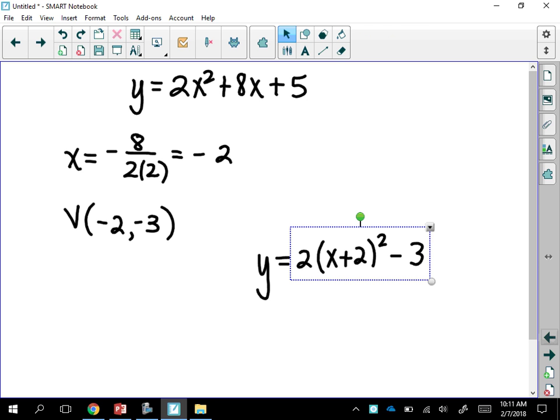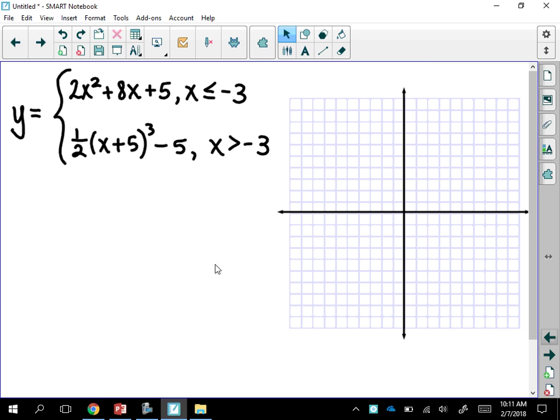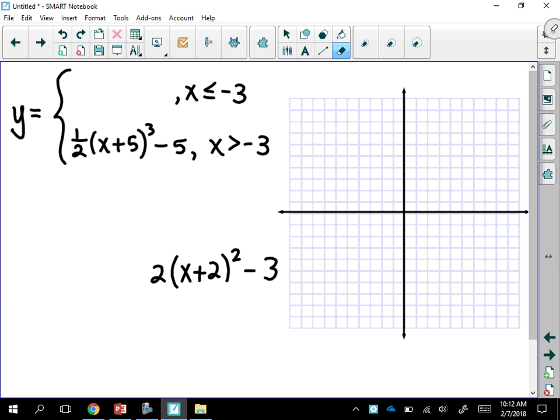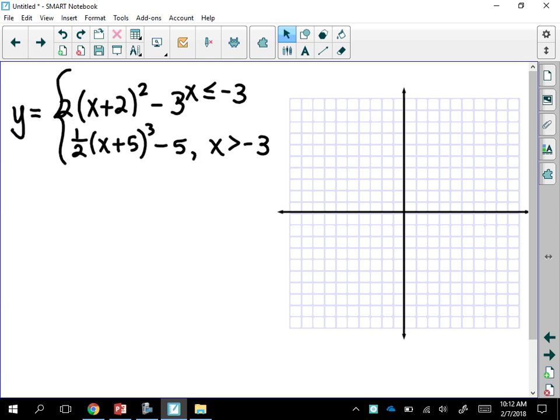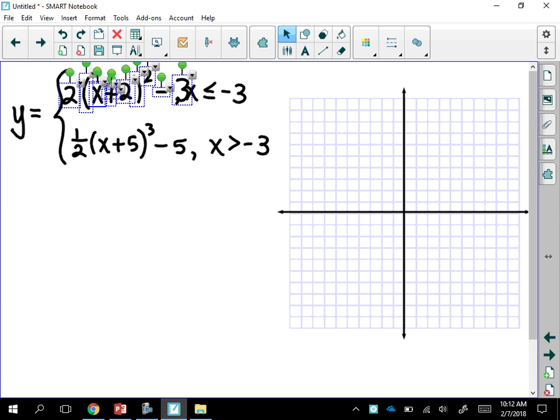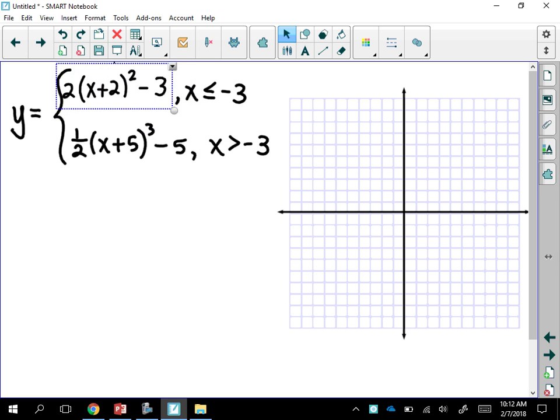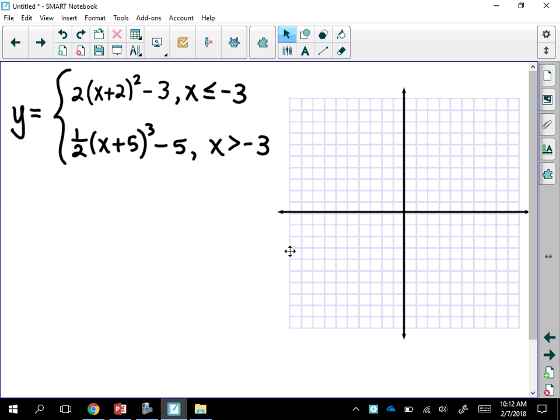So I'm just going to copy it. I'm going to come back over here, paste it, and actually what I'm going to do is get rid of that standard form and then move this in its place. Maybe not. Okay, so there it goes. Okay, so I've just replaced the standard form with the vertex form.